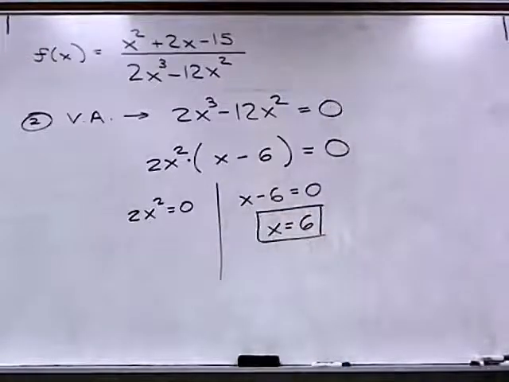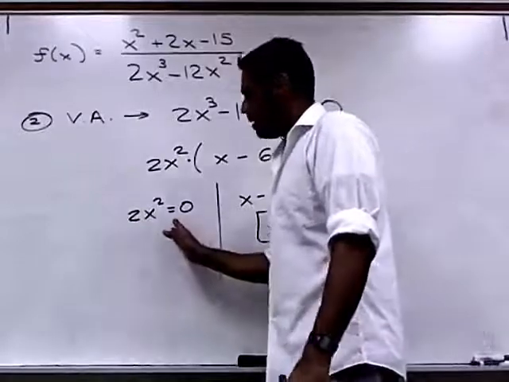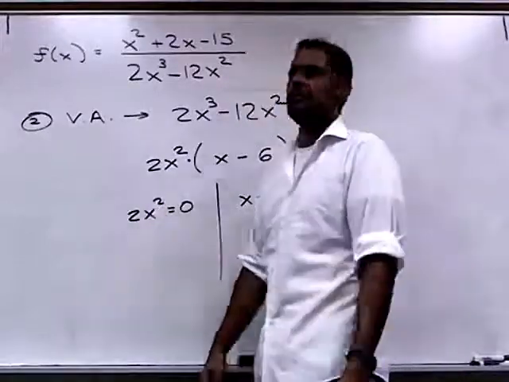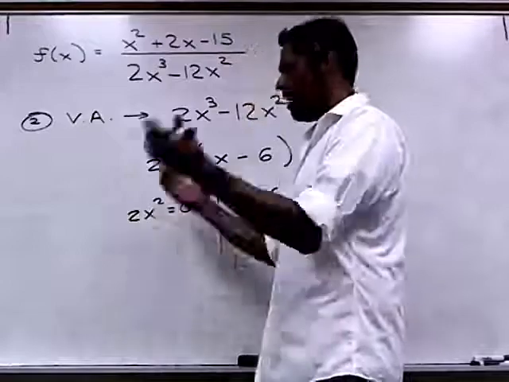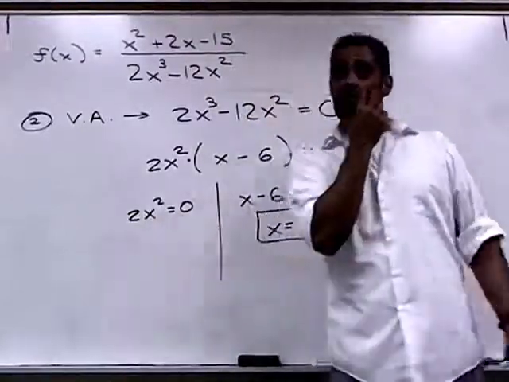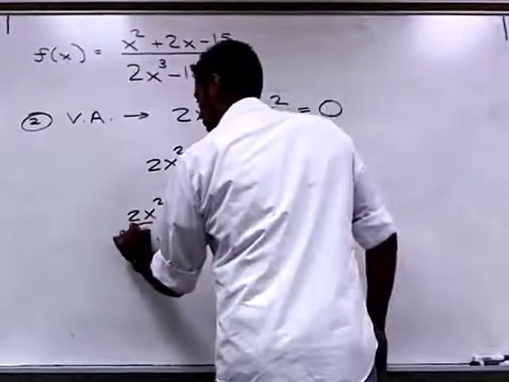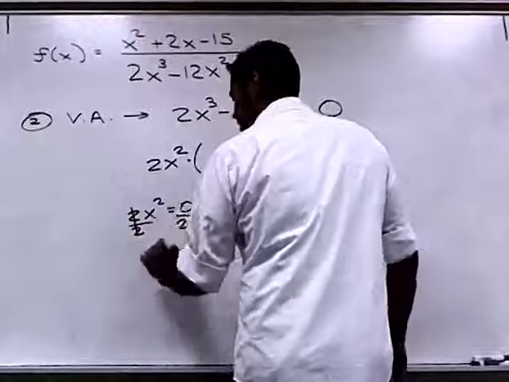On the other one, people sometimes get a little bit confused. They want to say the answer is -2, or sometimes they'll say it's 1. But I want to get x by itself, right? So I'm going to divide both sides by 2. 0 divided by 2 is still 0.